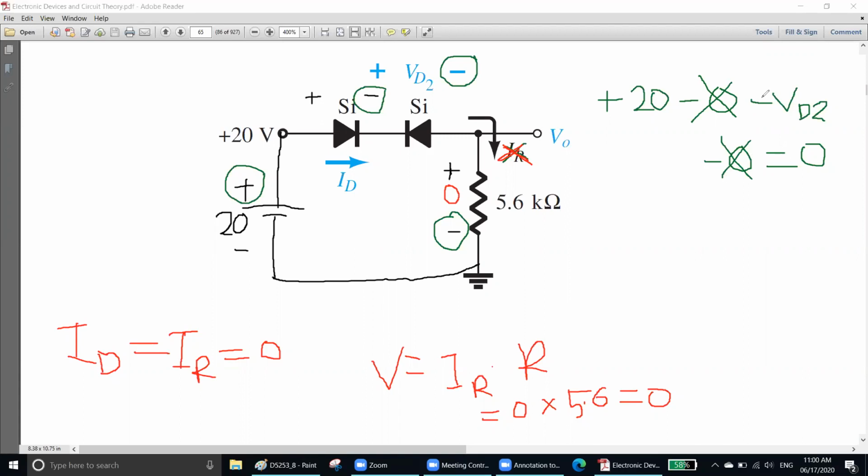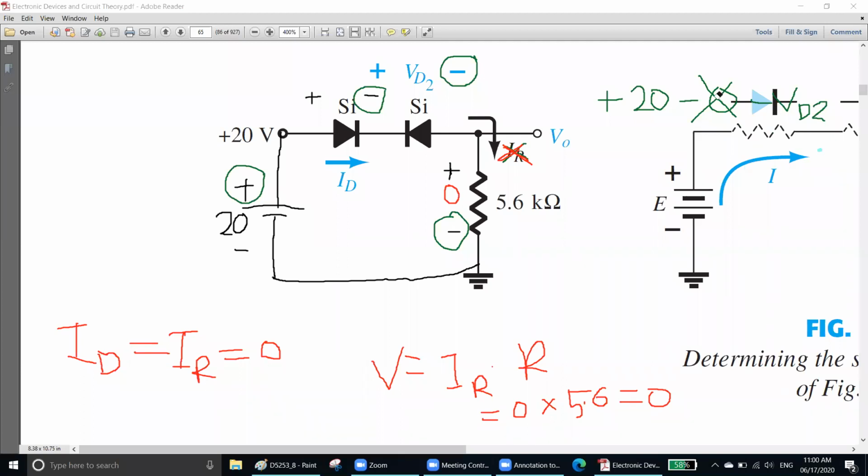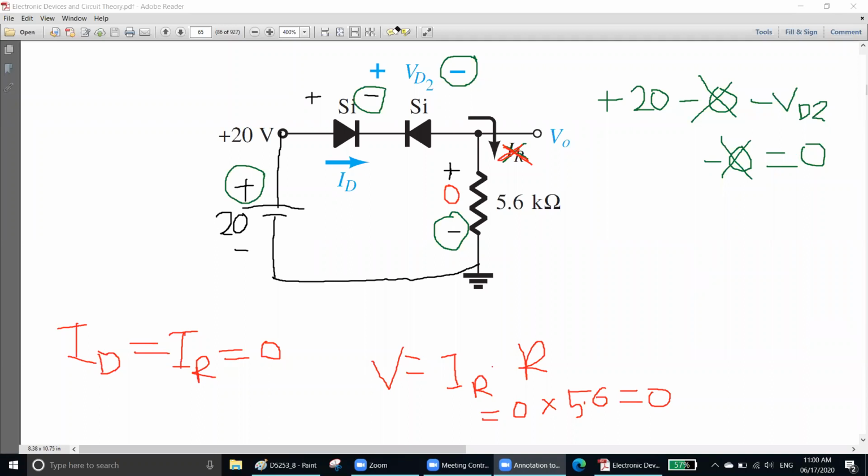So take the minus VD2 and put it at the right side of the equal sign, so that will be plus. Take that VD2 to the opposite side of the equal sign. So I can rewrite it: 20 equal to VD2. So VD2 is equal to 20 volt. Understood? This VD2 will be 20 volt.